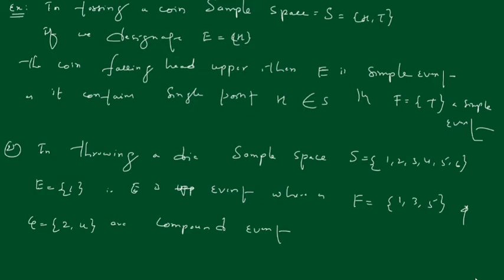So let's see here what we have. {1, 2}, {1, 3, 5} and {2, 4} are the compound events as they contain more than one single point, right? So here 2 points we have, here 3 points we have. So for that reason we call them compound events. If only a single element is there, we can say it is a simple event, right?